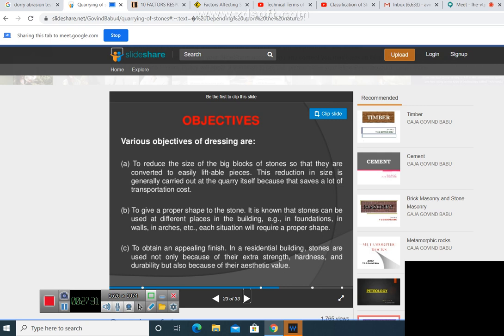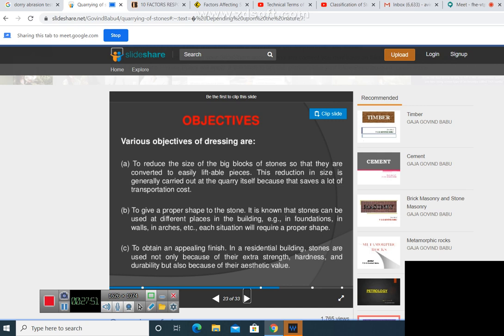Now, to give a proper shape to the stone, it is known that the stones can be used at different places in the building. So, first of all you make sure which stone is to be used in which part of the structure. So, according to that you will be giving proper shape to the stone. That is also another objective of dressing of stone.